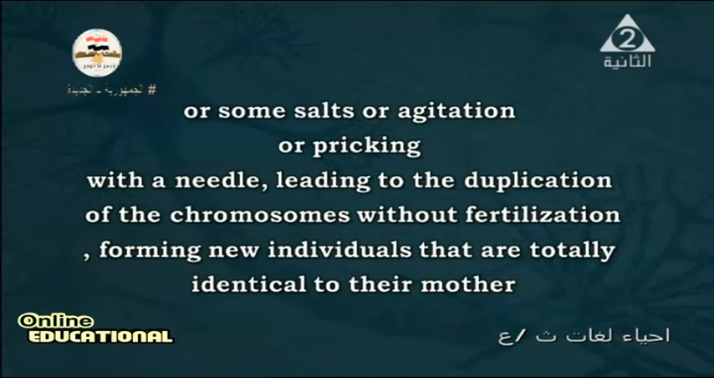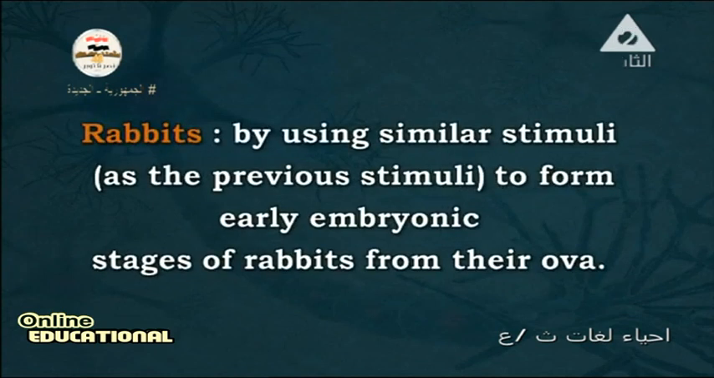Some salt agitation or pricking means injecting this egg with a needle, leading to duplication of the chromosomes without fertilization, forming new individuals that are totally identical to their mother. In rabbits, similar stimuli are used to form the early embryonic stage of a rabbit from its ova.